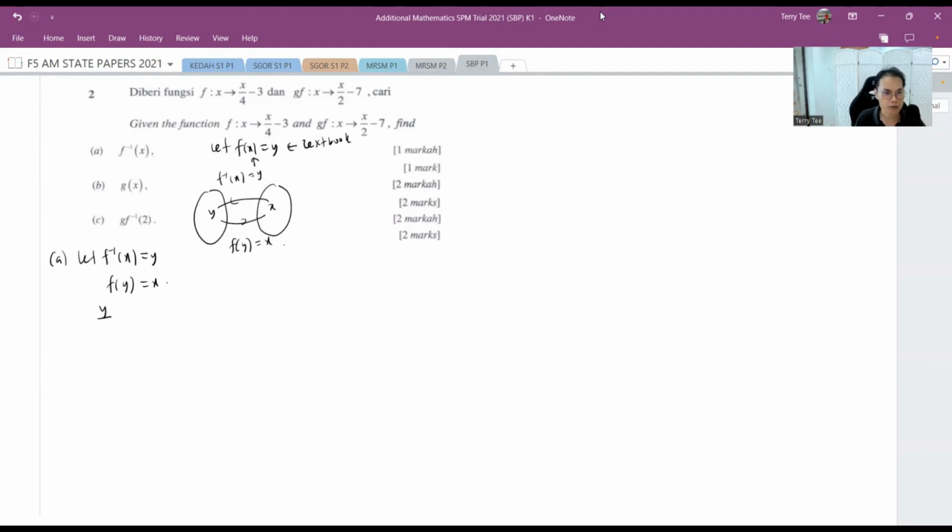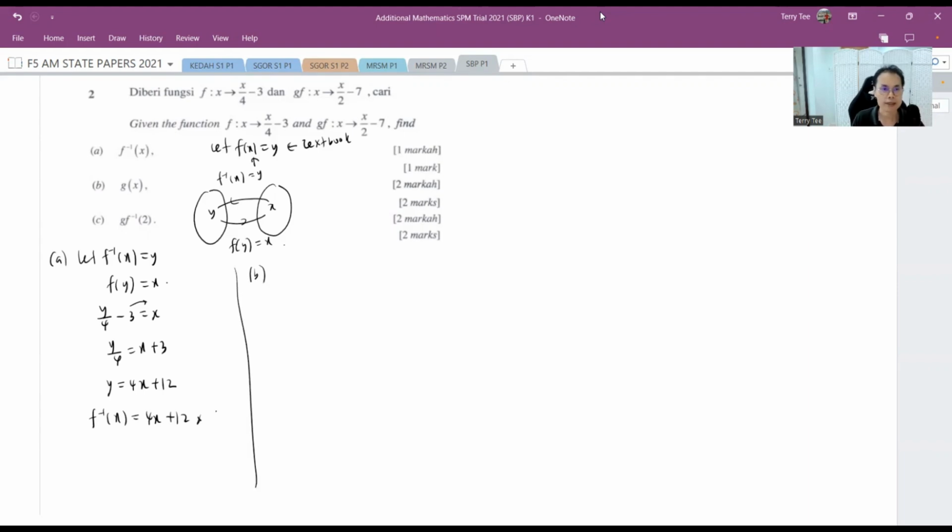Fy will be y over 4 minus 3. The result is now equals to x. So bring the 3 over, y over 4 is now x plus 3. When you multiply over, your y is 4x plus 12. And what's your y value? Your y is your f inverse x, which is now 4x plus 12. Okay, not difficult.